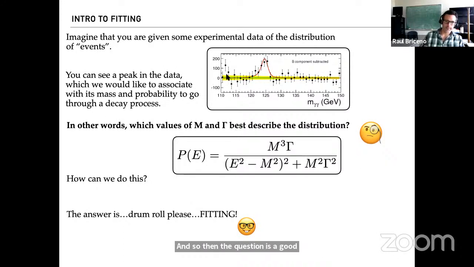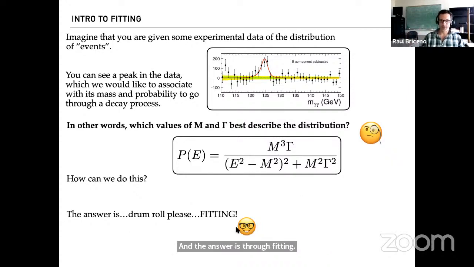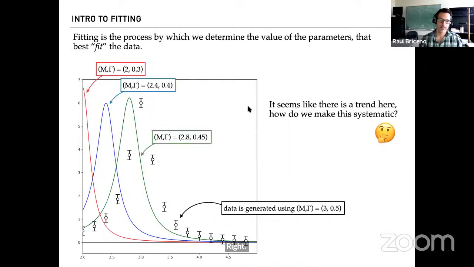given some data, how do you know which values best describe the data given this distribution? In other words, which values of M and gamma should I use? How do we optimize these parameters? The answer is through fitting. So that's what we're going to talk about next: how do we fit some function to some data so it matches the data as best as possible? This is how these lines were made, by doing fits. And so here's my little intro to fitting.